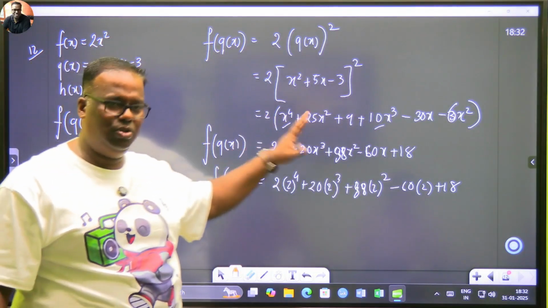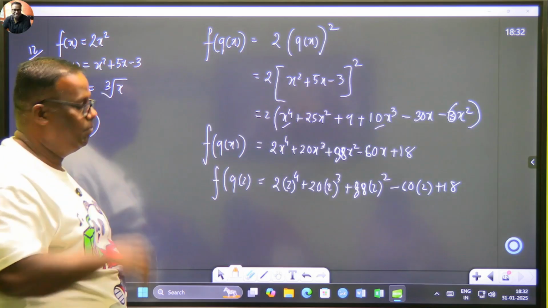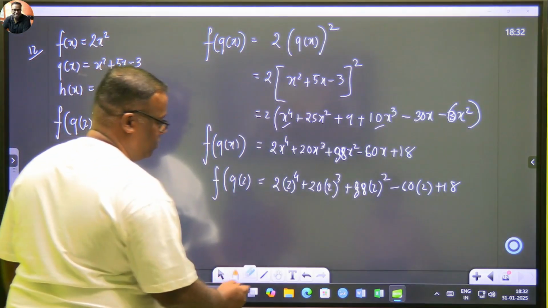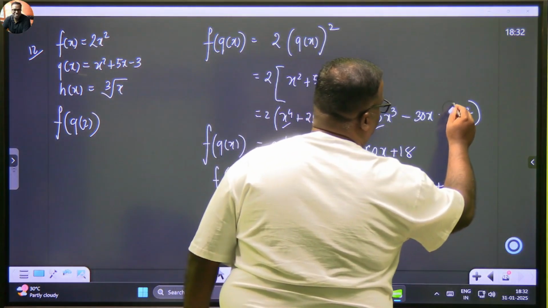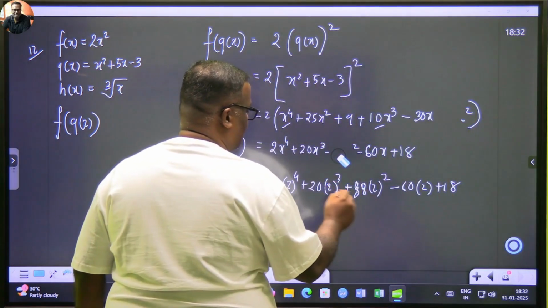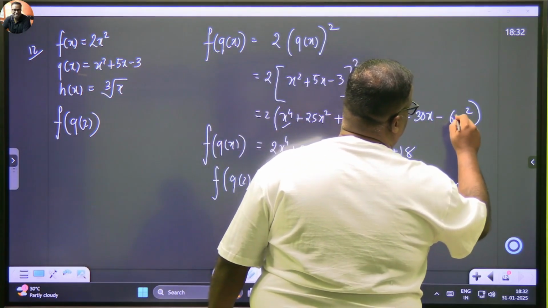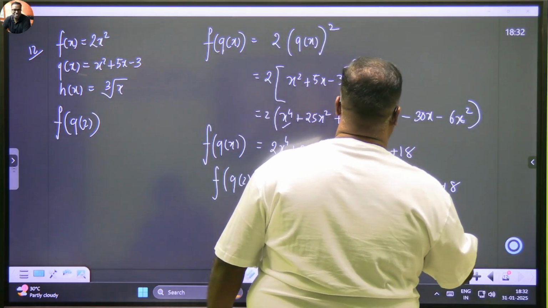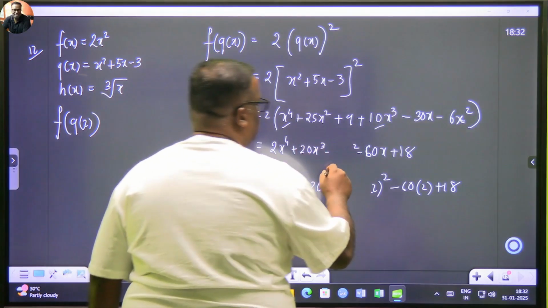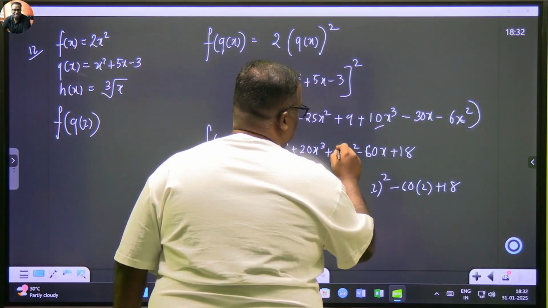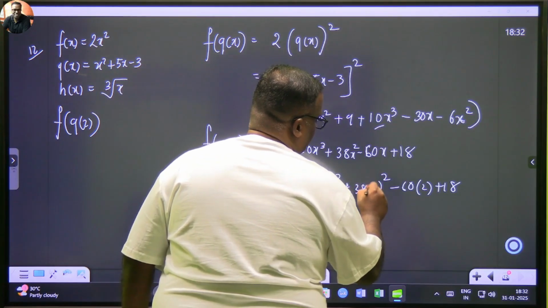But have you understood how to do it? Minus 6x square. 6x square becomes 21, 25 and 6 is 19. So this becomes plus 38x square. So plus 38 into 2 square.